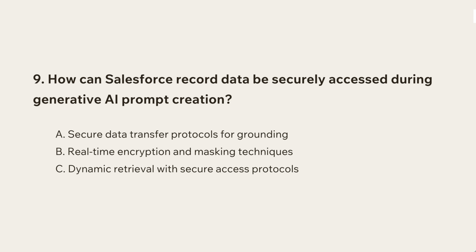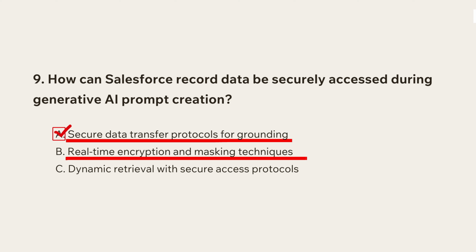Take a look at the options. Correct. Secure data transfer ensures that sensitive information remains protected when used in prompts. Incorrect. While encryption is important, this option doesn't fully address the secure access protocols needed during prompt creation. Partially correct. Dynamic retrieval is useful, but it better addresses the need for secure protocols during AI prompt creation.